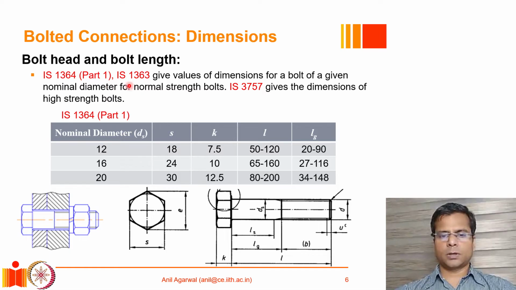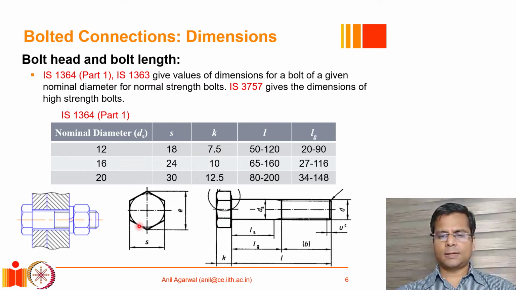The other dimensions of a bolt primarily consist of the length of the bolt and the length of the threaded portion of the bolt. For example, in this diagram, this is the length of the bolt L, the length of the threaded portion is given by LS here, and LG is the portion that is unthreaded. In addition, the bolt head dimensions are also relevant because they control how close the bolts can come together and how much space you need for tightening, etc.